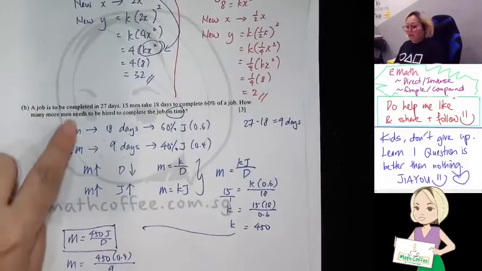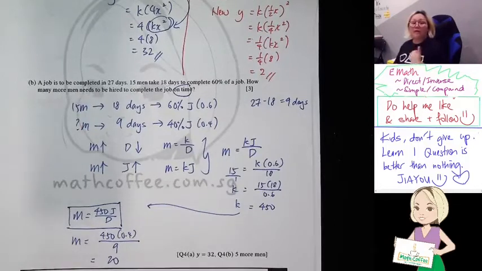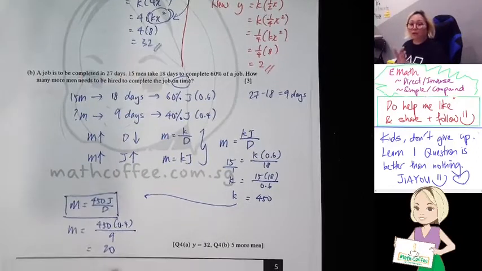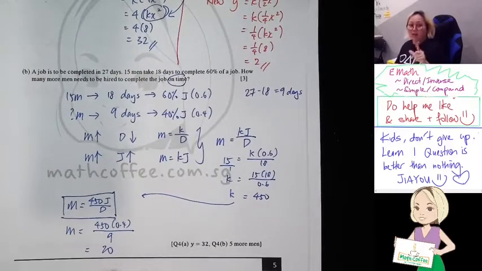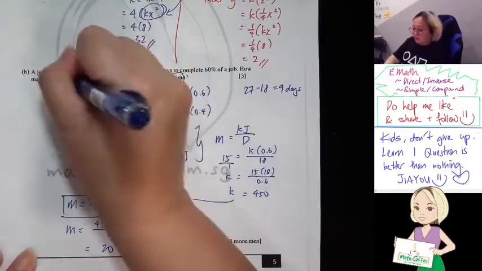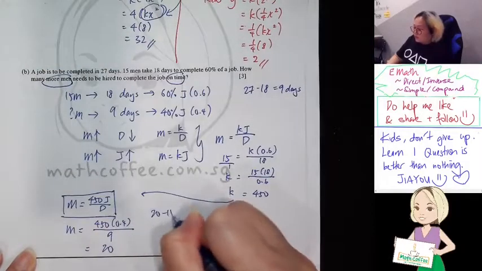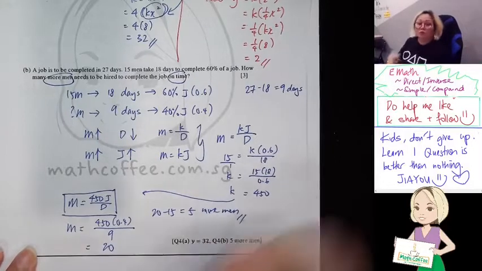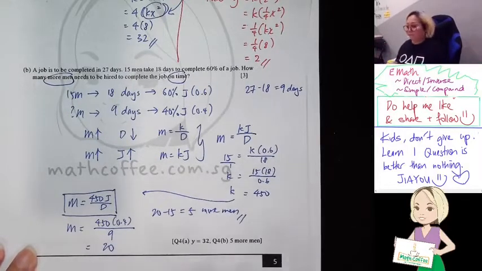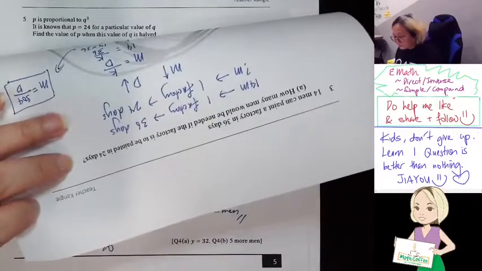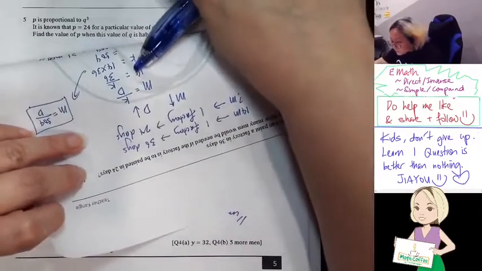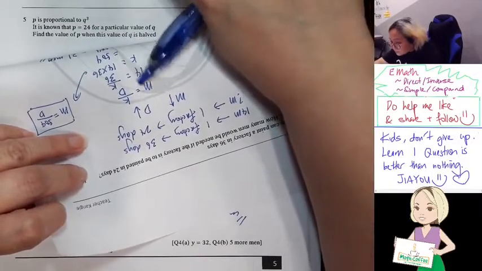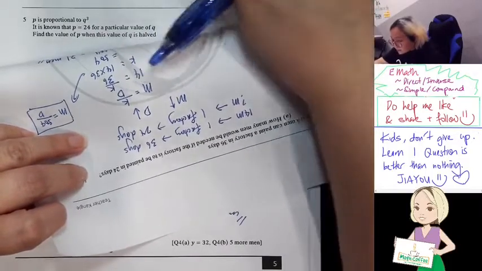And they ask you, how many more men do you need to hire? Because I already hired 15 men. Don't stop and say 20 men. You need 20 men to complete the 40% of the job, yes. But how many more men? So just take 20 minus 15. That means I need to hire 5 more men in order to complete the job on time. Yep, this is direct inverse.